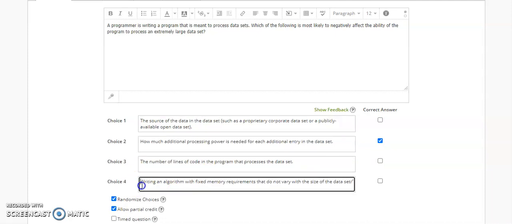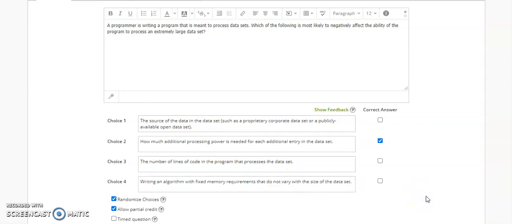And what about if I write an algorithm with fixed memory requirements that doesn't vary with the size of the data set? Now, I just want to put this out here first. Have we ever talked about writing an algorithm with fixed memory requirements? We have not. A lot of times on these tests, I try to give you something that sounds very CS-y, but at the same time is something we have just never discussed in class. So this is one of those that looks really good, but it really doesn't fit any of the criteria for the question.